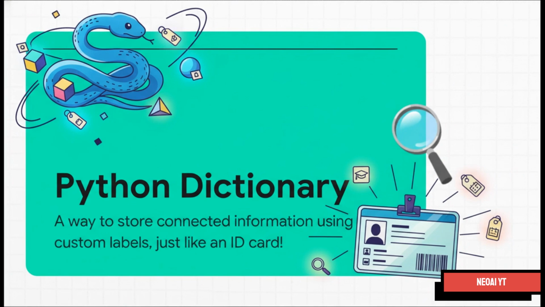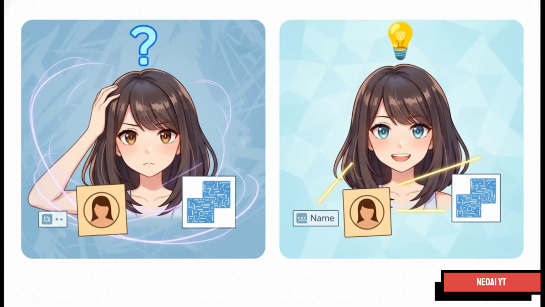And that brings us to the Python dictionary. That's literally all it is. It's Python's version of that ID card. It's just a fantastic way to store information that's connected by giving every single piece of data its own custom label.